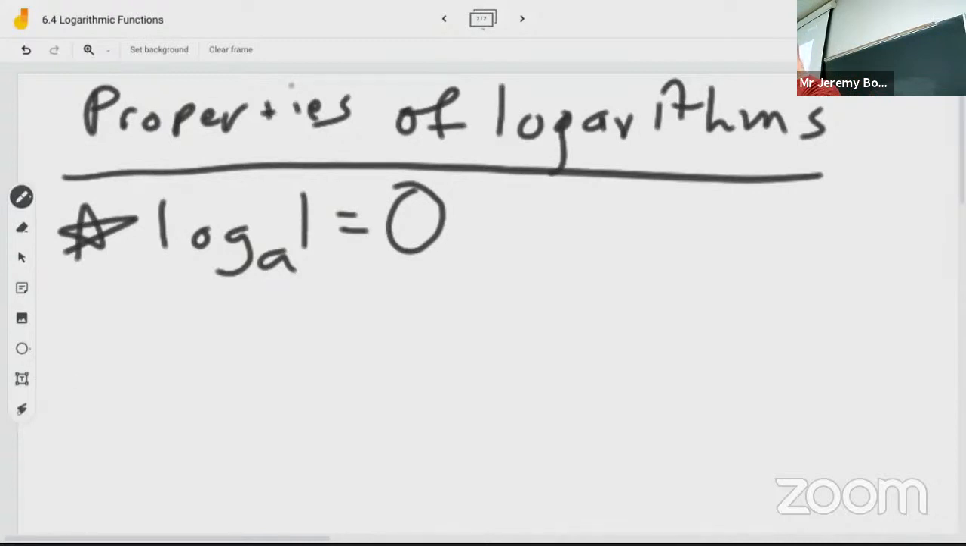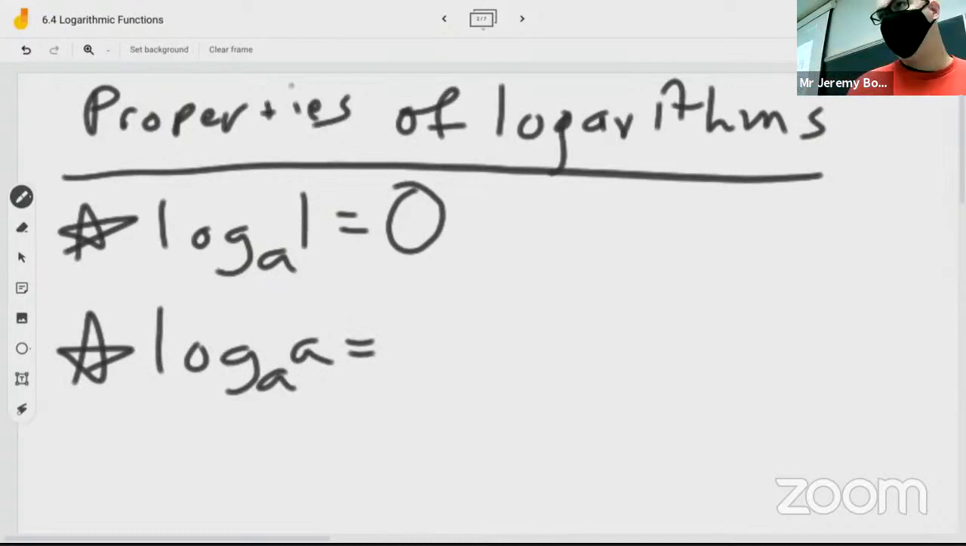All right. What if you were given log base A of A? That would be 1. It's asking what power do I need to raise A to to get itself? It's 1. Any questions on that?